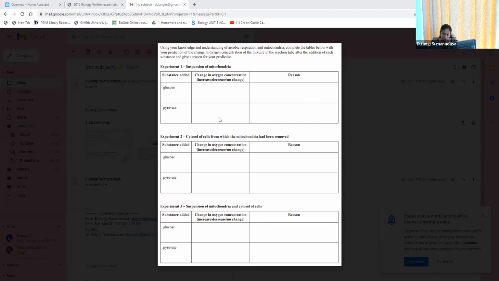But for the next one, we have the mitochondrion and we have the substrate. So Krebs cycle and electron transport chain can undergo. They are aerobic processes and will consume oxygen. Oxygen will decrease in experiment 1 with pyruvate, because the Krebs cycle and electron transport chain are aerobic processes. Pyruvate will be broken down further, consuming oxygen and dropping the oxygen level.